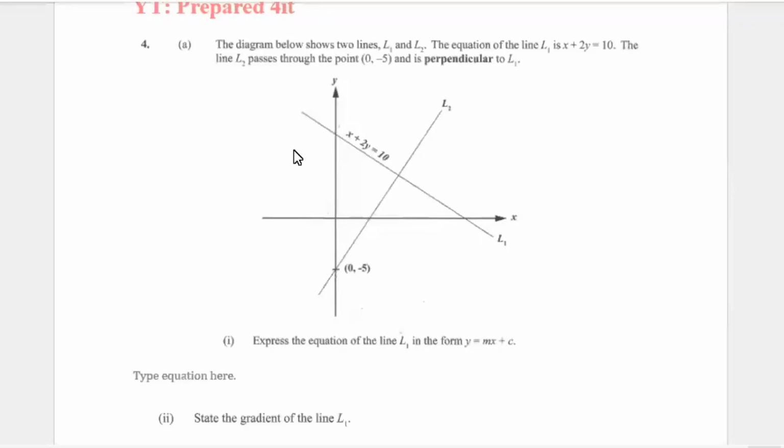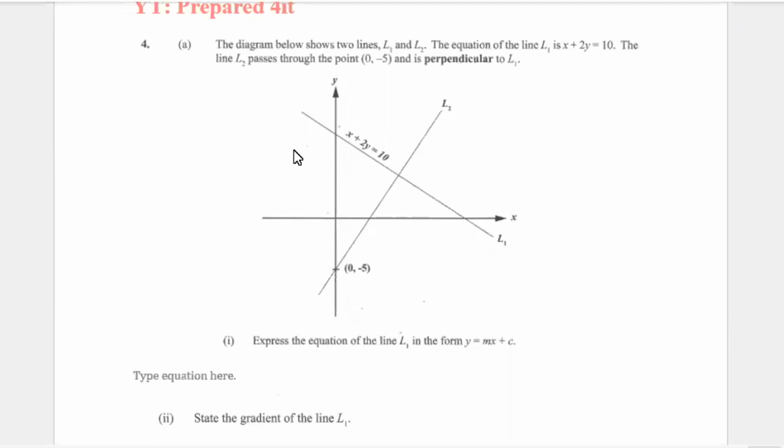Now to the question for June 2021. It says the diagram below shows two lines, L1 and L2. The equation of L1 is x plus 2y is equal to 10, and line L2 passes through the point (0, -5) and is perpendicular to L1.